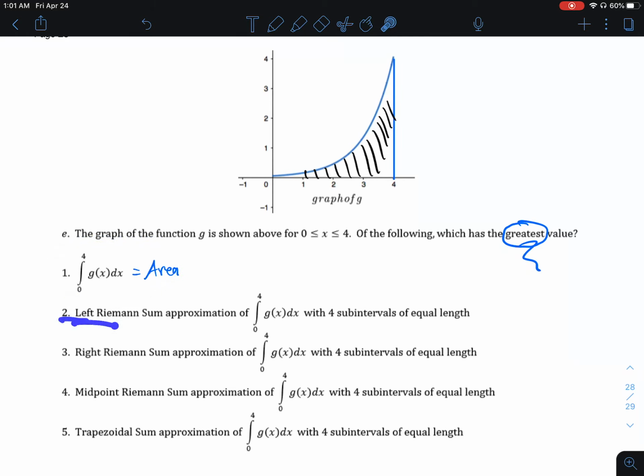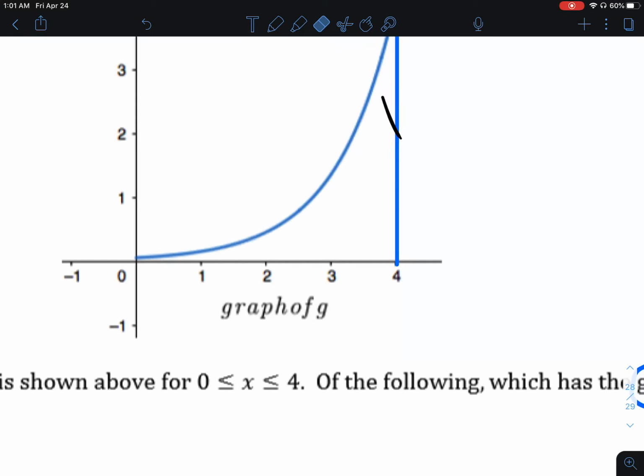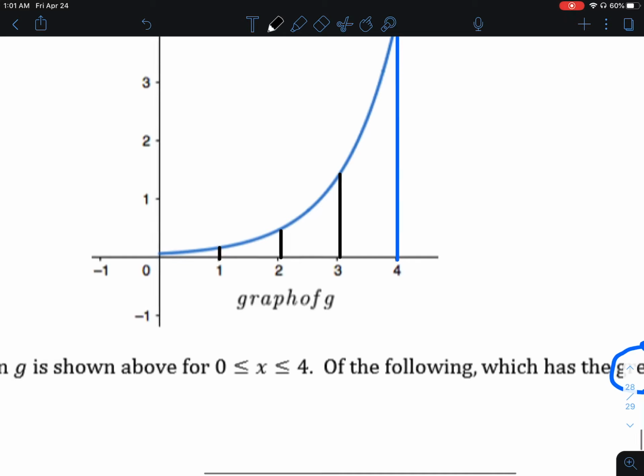Option 2, a left Riemann sum from 0 to 4, so it's the same interval, with 4 subintervals of equal length. 4 subintervals of equal length means that we're going to go here from 0 to 4. So every 1 unit, we're going to have this broken apart. A left Riemann sum means we go from the left side to make our rectangles.